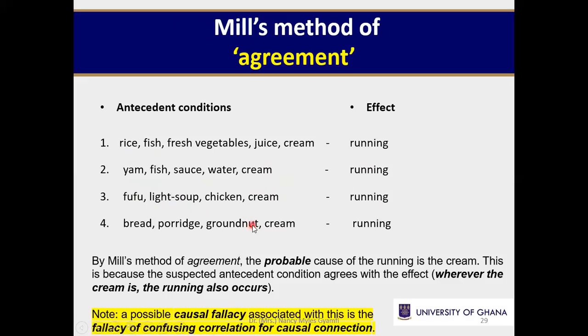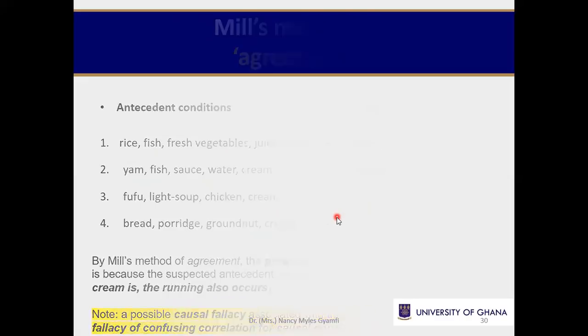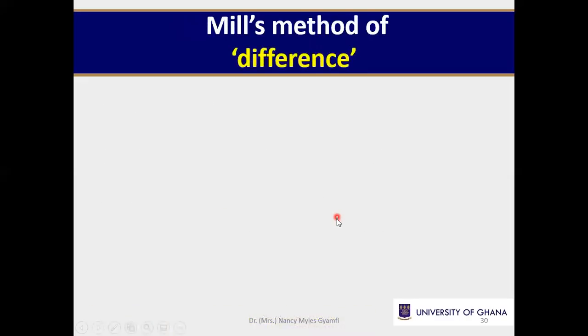See the reasoning? So you go around and see what runs through and what is the common thread. What agrees is the cream. Then what is happening here? They all have a common effect. Then by the method of, I've said that already, agreement, you would suspect the cream. I tell you here to be cautious. You may confuse the correlation, the fact that they are happening together, for a causal connection. There may not be any causal connection whatsoever.